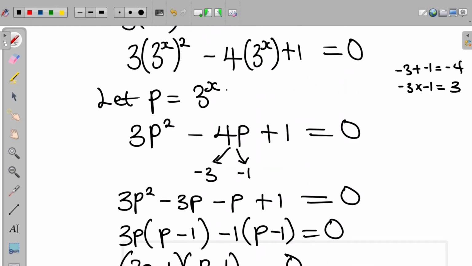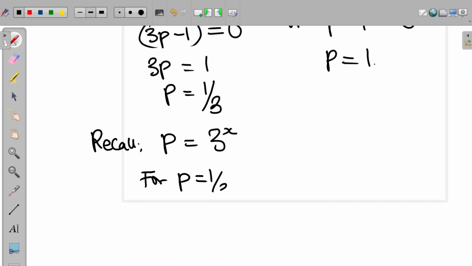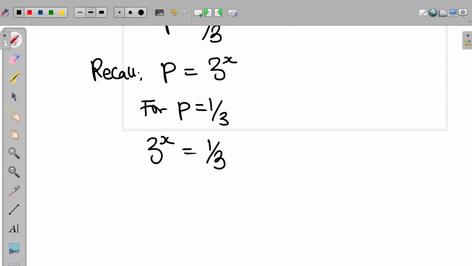But recall that we made a substitution that let p be equal to 3 raised to the power of x. So therefore, recall that p is equal to 3 raised to the power of x. Thus, for p equal to 1 divided by 3, we have 3 raised to the power of x equal to 1 divided by 3. So this becomes 3 raised to the power of x equal to 3 raised to the power of -1. So since the bases are equal, it is true that the indices are equal. So x is equal to -1.